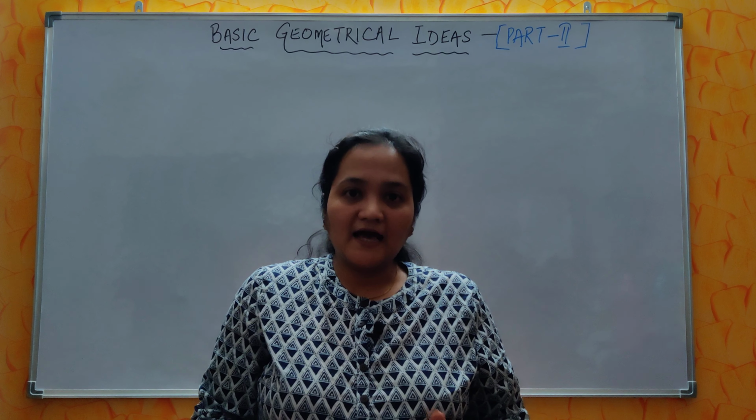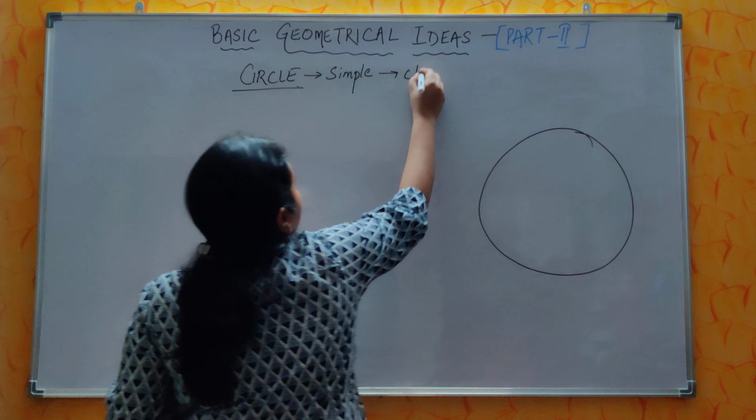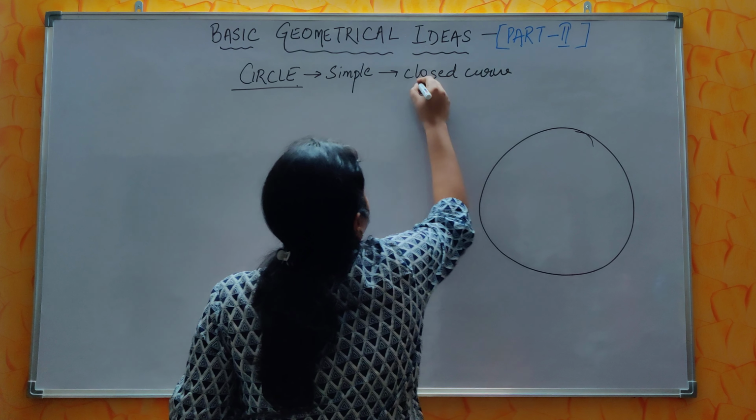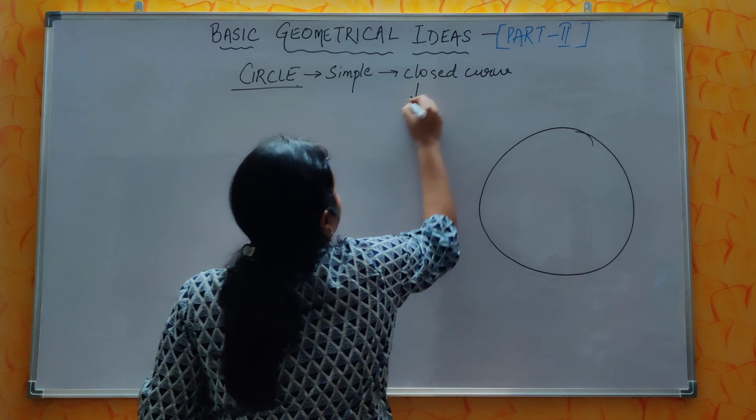First of all, what is a circle? A circle is a simple closed curve which is not a polygon. Something like that. Okay, let's discuss the parts of a circle.